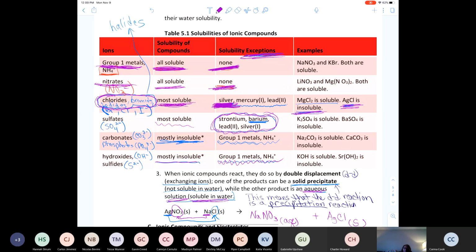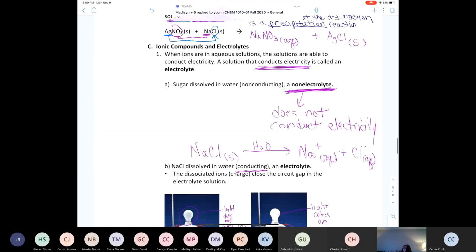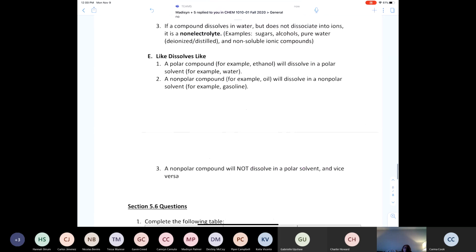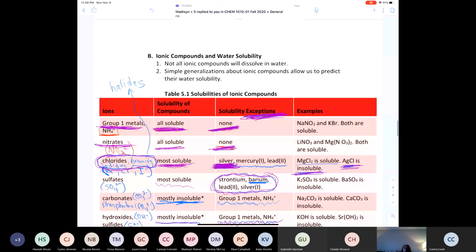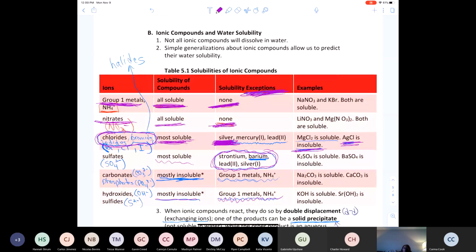They're mostly soluble, except with silver, mercury, or lead. So is it soluble or not soluble? Very good, Madison, not soluble. I would suggest you really study this table. Make sure you're interpreting it correctly.